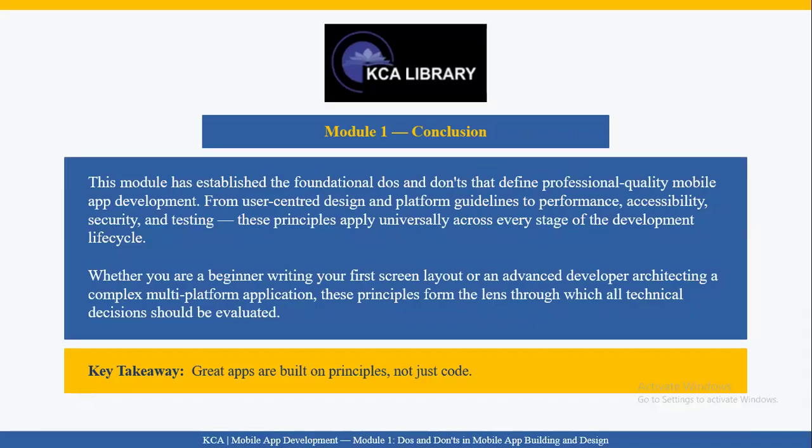Conclusion. In conclusion, this module has established the foundation of do's and don'ts that define professional quality mobile app development, from user-centered design and platform guidelines to performance, accessibility, security, and testing. These principles apply universally across every stage of the development life cycle, whether you are a beginner writing your first screen layout or an advanced developer architecting a complex multi-platform application. These principles form the lens through which all technical decisions should be evaluated.